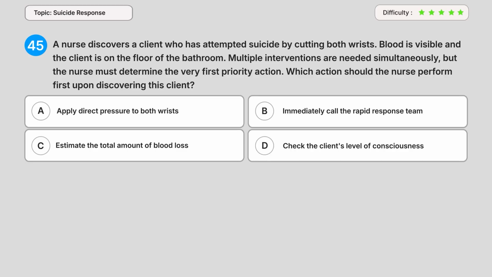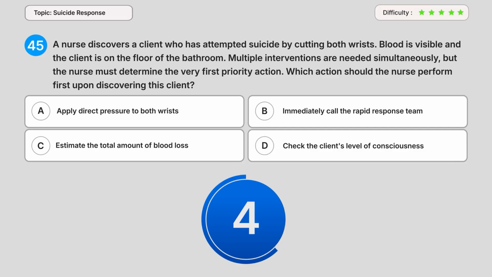A. Apply direct pressure to both wrists. B. Immediately call the rapid response team. C. Estimate the total amount of blood loss. D. Check the client's level of consciousness. Can you guess the answer?